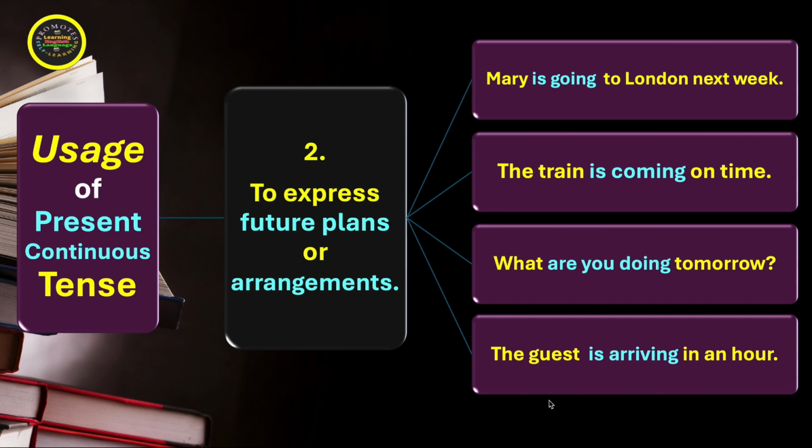So what we notice in the following examples is that the structure is in the present continuous tense, but the meaning is reflected in the future as a plan to happen in the future. That is the point of discussion.